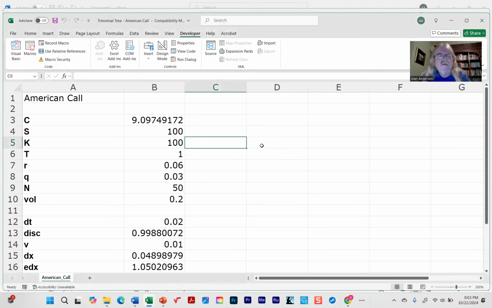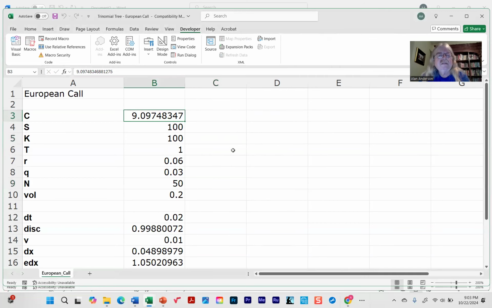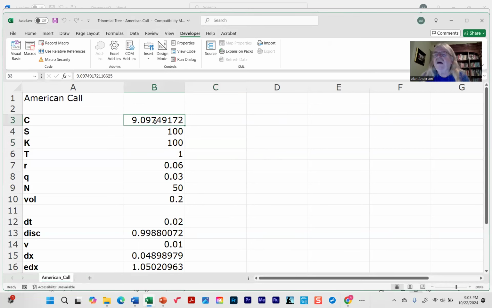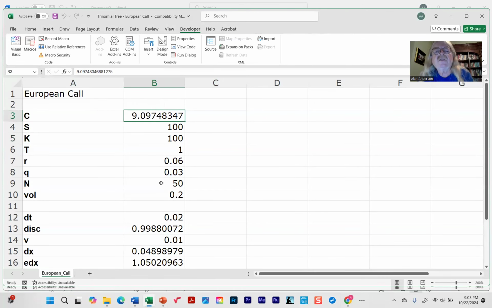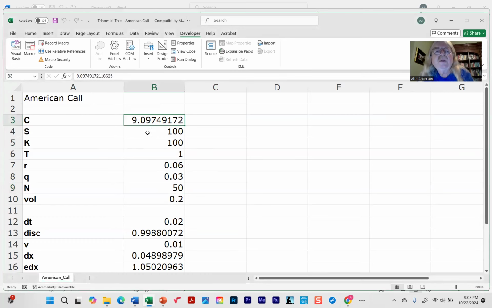Let's see what happened. This one is 909,748. This is 909,749. All right, so it's not much of a difference, but you can see this indicates that somewhere in that tree there was at least one time when this American call was exercised early. Otherwise, the prices would be identical. Now, if you keep increasing the number of time steps, there should be a growing distance between the two because the number of nodes at which we exercise early will start to increase, which is what you would expect.